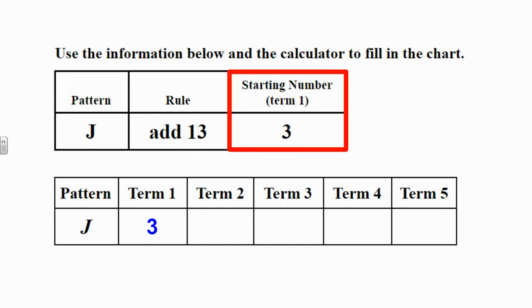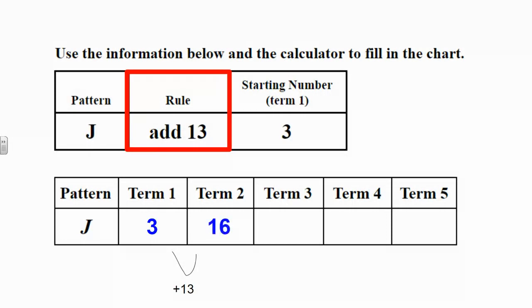Now, in order to figure out what term 2 is, that's where the rule comes in handy. So I know that the rule to go from term 1 to term 2 is I simply need to add 13. Now, of course, I'm letting you use a calculator. When you have a tool, use it. You know, if you're having to hammer in a nail, sure, you might have a stick, but if you have a hammer, it makes a whole lot more sense. So 3 plus 13, type that in the calculator, boom, I get 16. So I know that term 2 is 16.